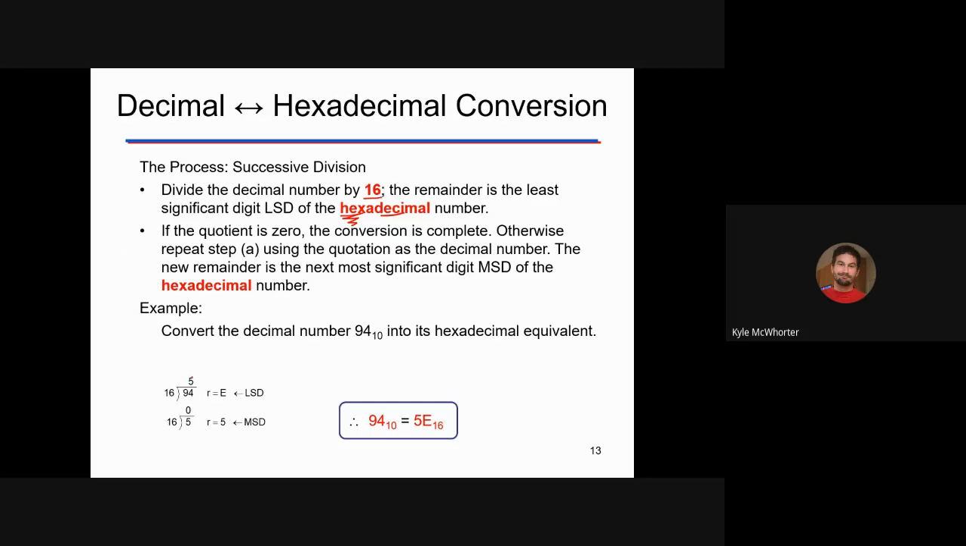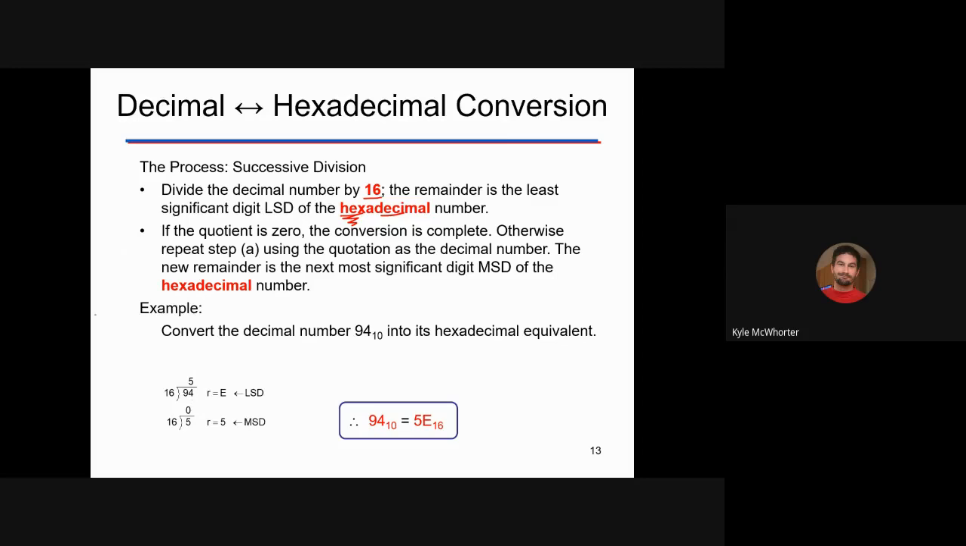16 goes into 94 5 times. 5 times 16 is 80. 94 minus 80 is 14. And then we have to remember that the hex version of 14 is the letter E.